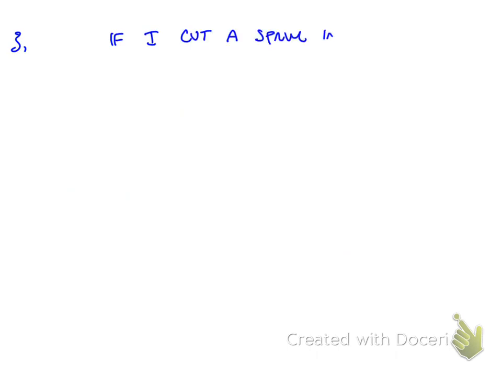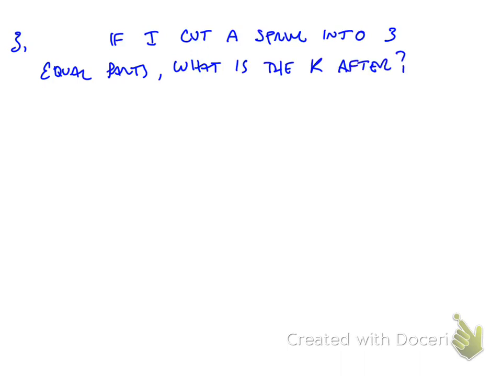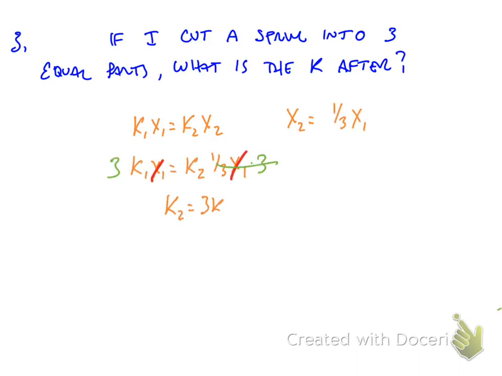Now let's look at one where I cut a spring into 3 equal parts. So what is the new k value now? Remember that k1x1 equals k2x2. x2 is now 1/3 x1. So I do this and I can multiply both sides by 3 and I find out that k2 equals 3 k1.